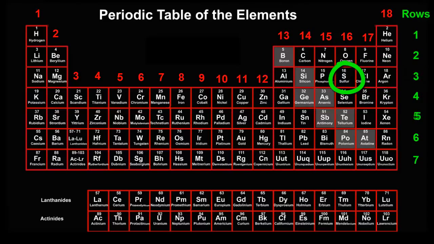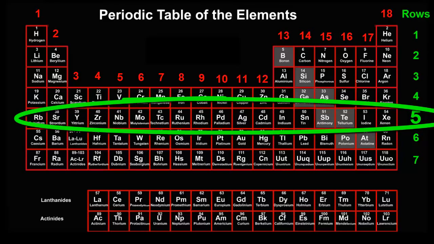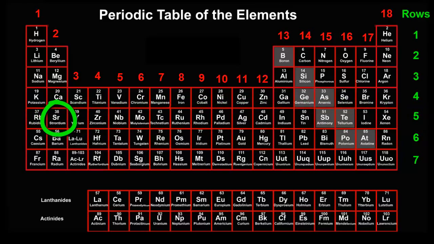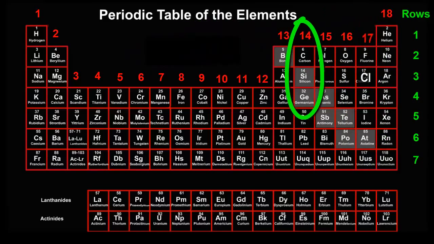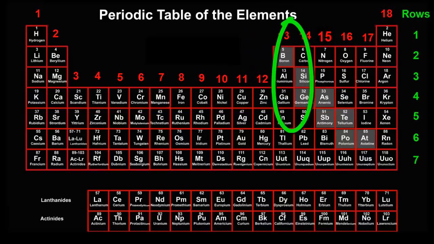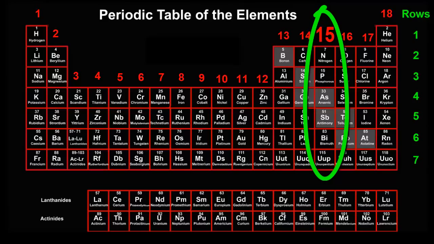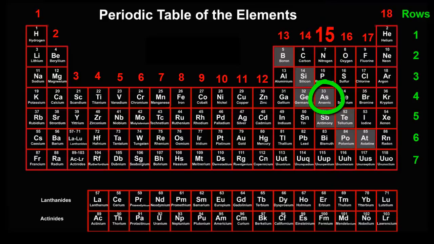Choose any element in the fifth row. There are a lot of possible answers for this. Could be strontium, tin, iodine. You choose. Which group is chlorine in? Group 17. Choose an element in group 15. Could be nitrogen or arsenic or any of the others. Your choice.